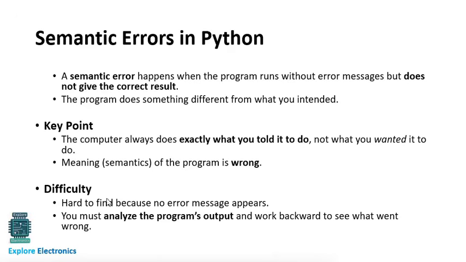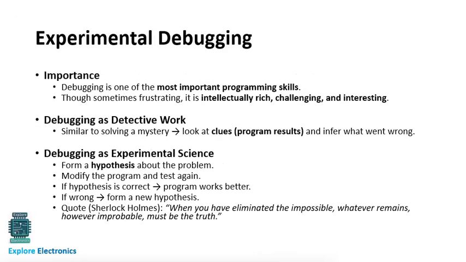It is very difficult to find the error because you don't get any error message on the screen. That's why it is very difficult. What's happening, you don't understand for some time. Then you have to go back and check the whole program. Wherever you have made some mistakes, debug those and run it again. Then it will be clear. You must analyze the program's output and work backward to see what went wrong. You have to analyze the program output, and according to that, you have to make changes in the program. This is all about semantic errors.